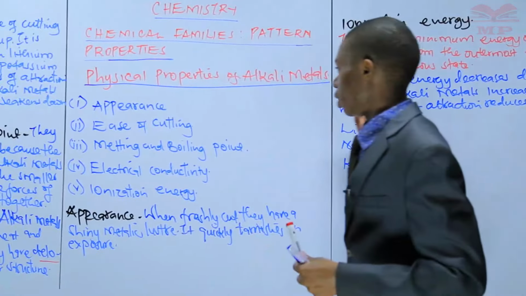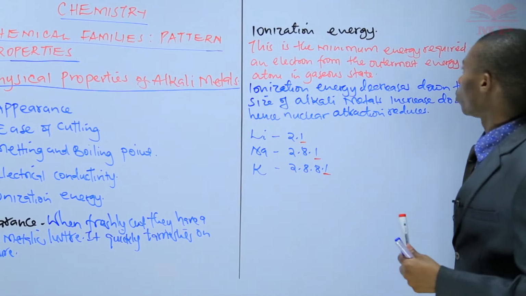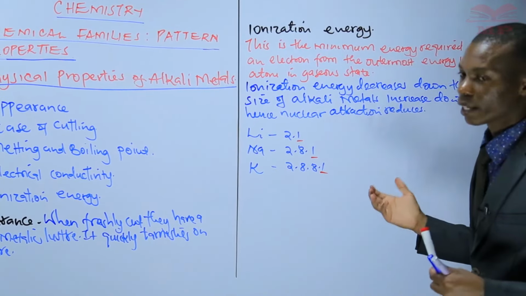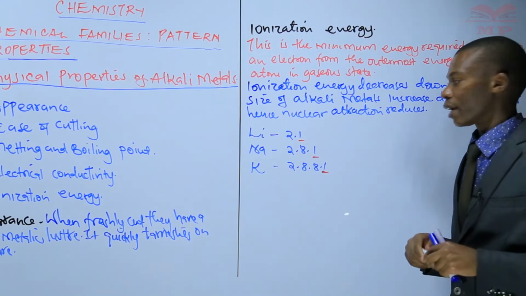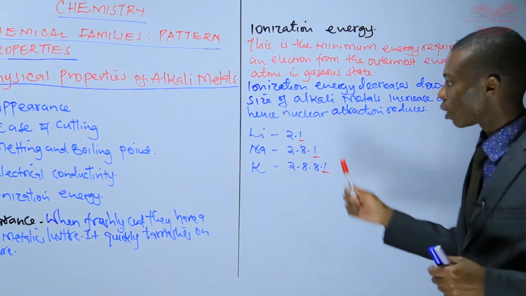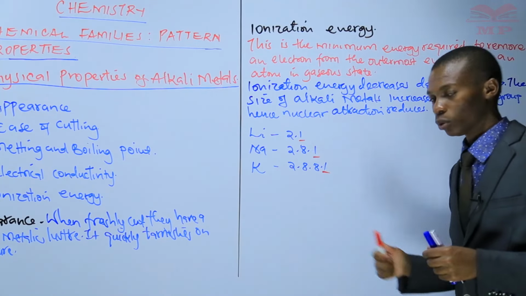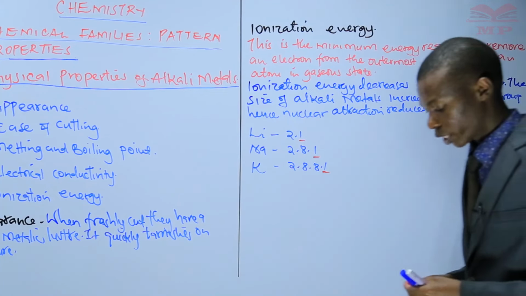Next is the ionization energy, and you've seen that ionization energy is the minimum energy required to remove an electron from the outermost energy level of an atom in gaseous state. And again, you have said that it requires more energy to remove an electron in lithium compared to sodium, and more in sodium compared to potassium.